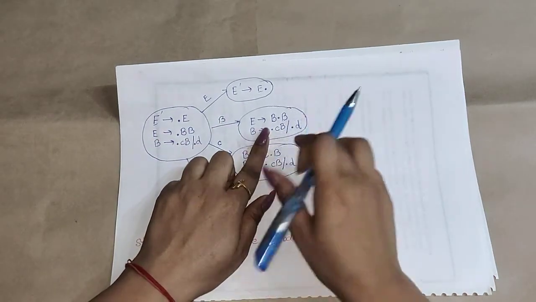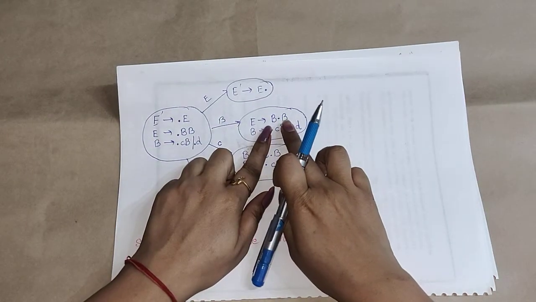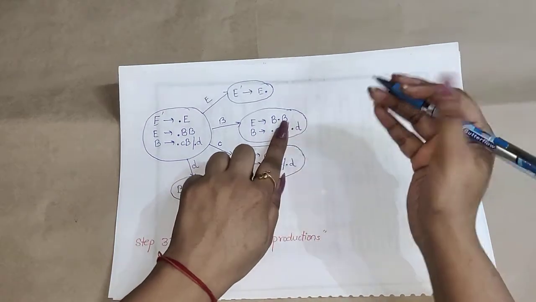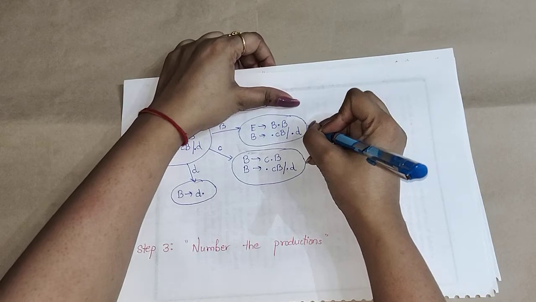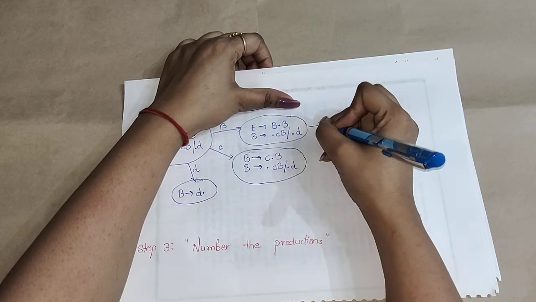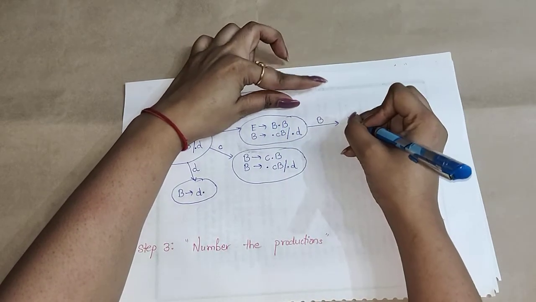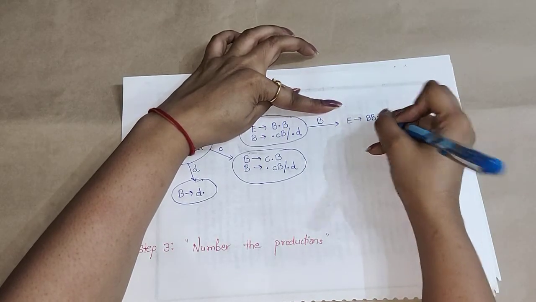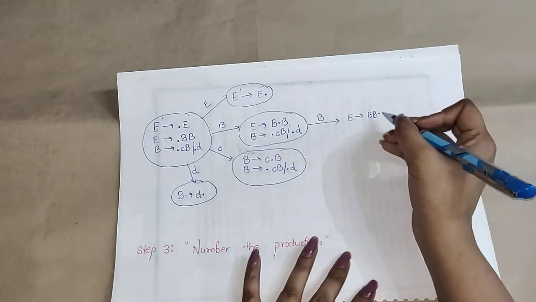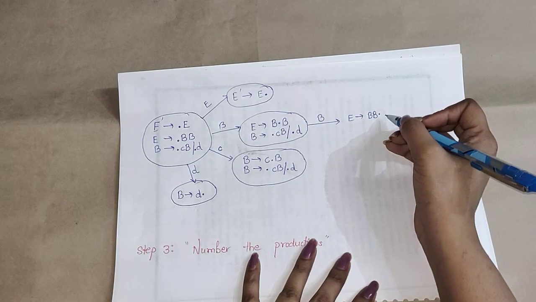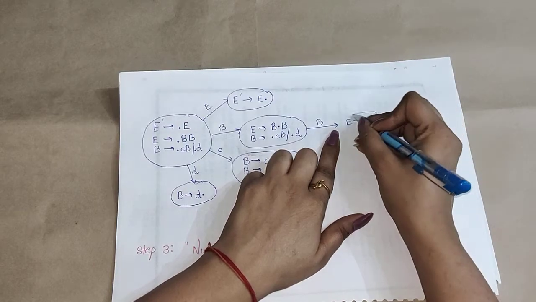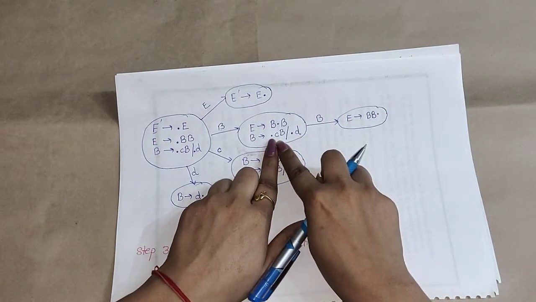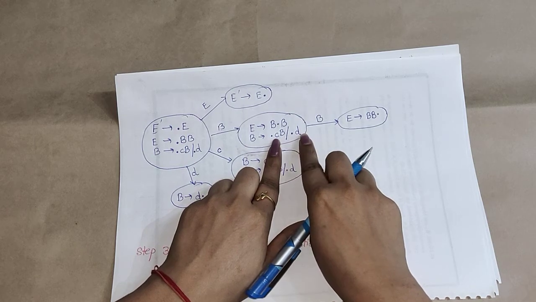Let's move to this, E to B dot B. Here we have an LR0 item, B dot B. So what we'll do, we'll do a transition here, E on input symbol B. So this will become E to B B dot. Now do we have any non-terminal symbol on the right-hand side? No. So stop. Next production rule, B2 dot CB dot D.